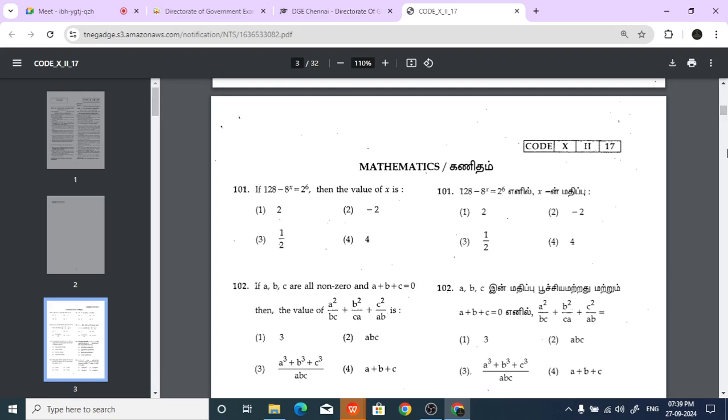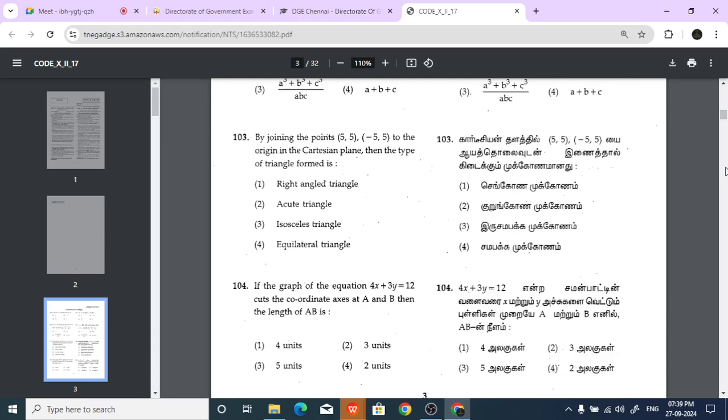Are you with us, all of you? Swastik, are you getting it? Yes, sir. Okay.